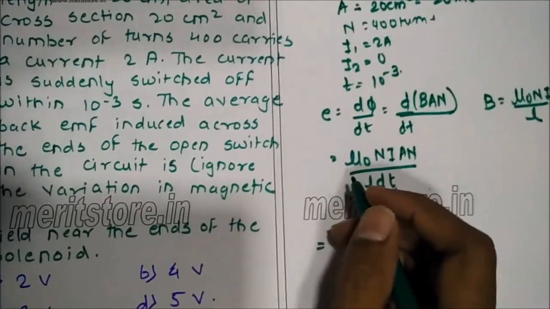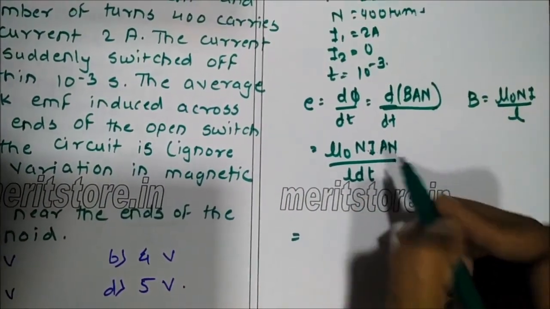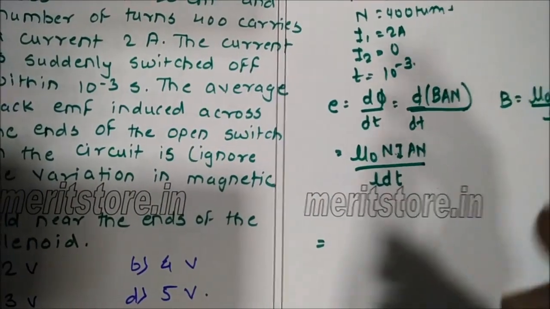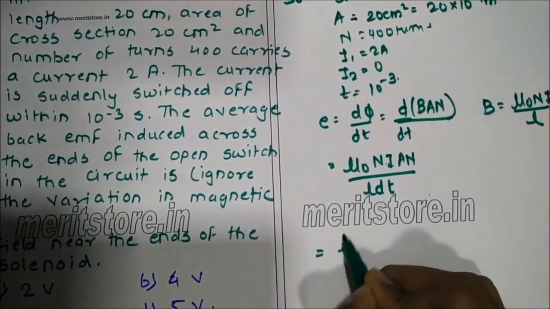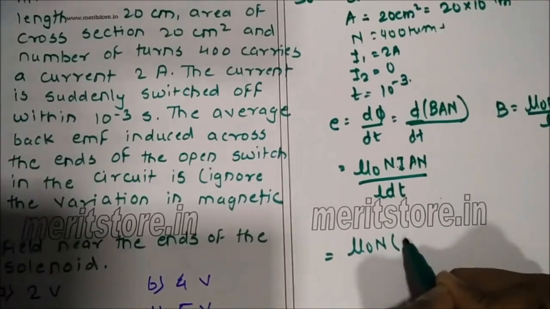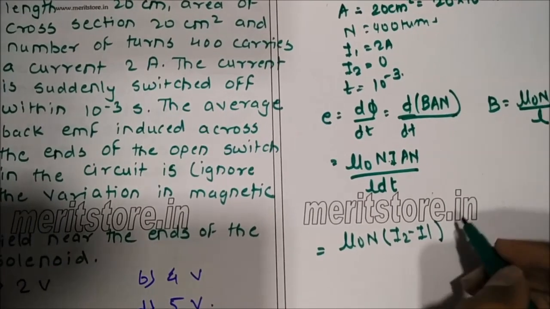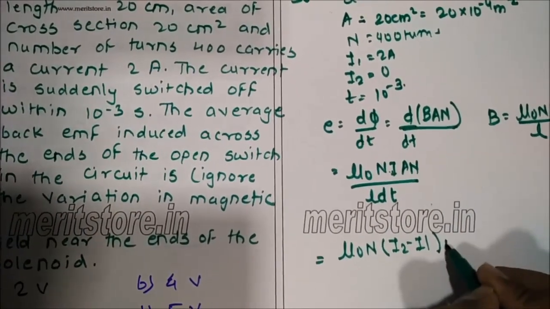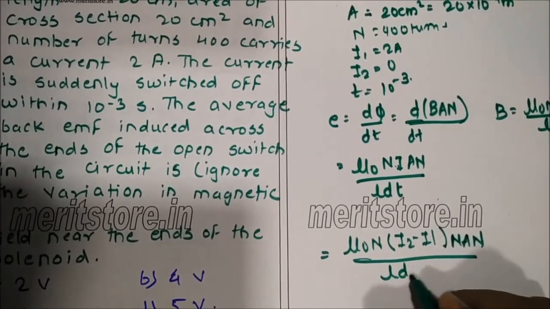Okay, so substituting the values, here the change in the current, that is dI, is from 2 amps to 0 amps. So we have a change in I, so we take mu naught n (I2 minus I1) into n A, that will be n square, we'll take it later on, upon dt.